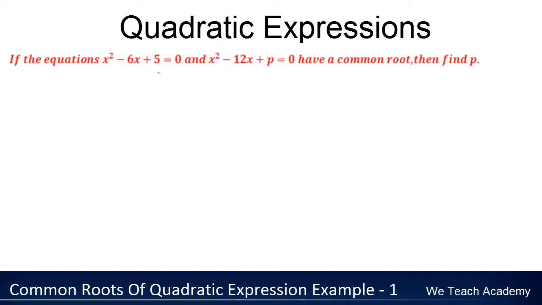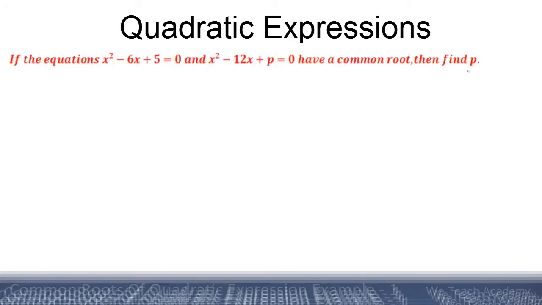Today in this presentation we are going to solve an example under common roots of quadratic equation. Given that the equations x square minus 6x plus 5 is equal to 0 and x square minus 12x plus p is equal to 0 have a common root, we have to find the value of p.